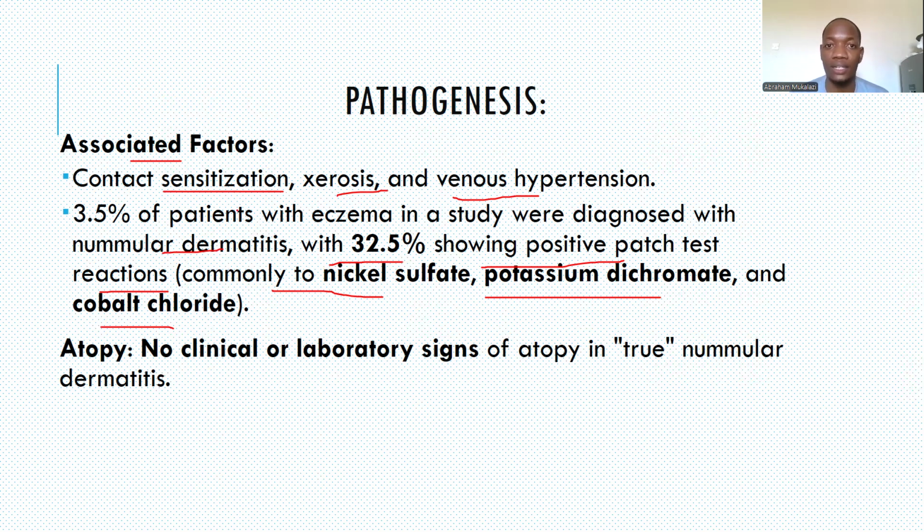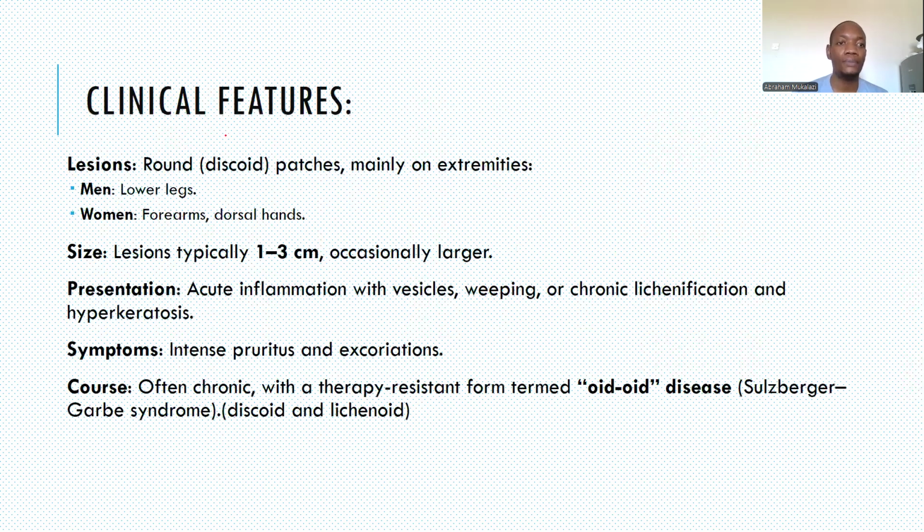But we may find that these features of atopy may not be there, but the patient has features of maybe allergic contact dermatitis. So if you are to look at the clinical features, we see round or discoid patches, mainly seen on the extremities. Women commonly have theirs on the forearms and the dorsal aspects of the hands, whereas men commonly have them on the lower legs. The size of lesions can vary from 1 to 2 centimeters in diameter or even larger on some occasions. And the presentation can either be acute inflammation with vesicles and weeping, or sometimes can present as chronic lichenification with hyperkeratosis.